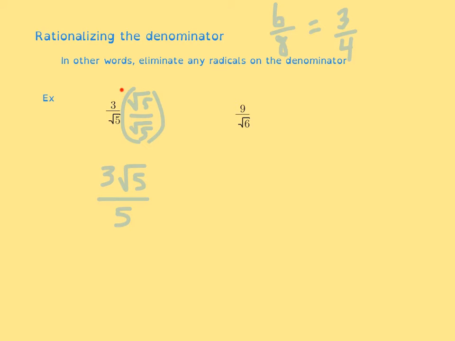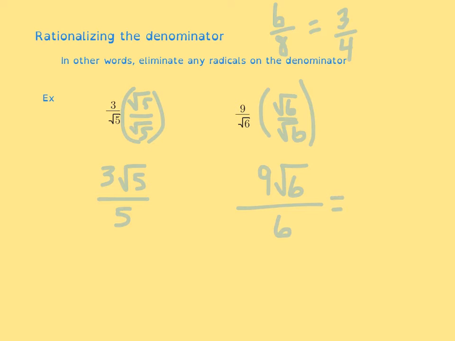So if you type this into a calculator, 3/√5, and then you type this, 3√5/5, you're going to get the exact same answer. They're equal, just like 6/8 and 3/4 are equal, but this is a more proper way to write your answer. Same idea with this, 9/√6. We're going to multiply both top and bottom, numerator and denominator, by √6. And when we do that, we get 9√6 on the numerator. And √6 times √6, that's just 6 on the denominator.